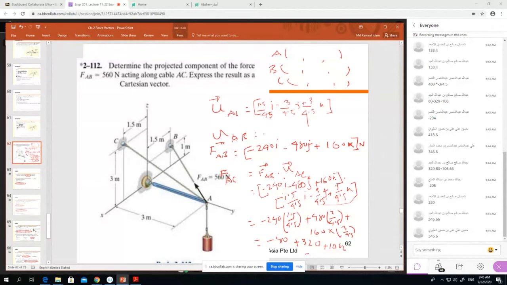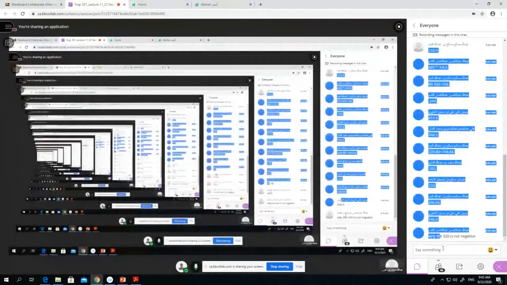So the total result is... I don't know why you need so much time to calculate this. The result is 346.6. So you start calculating from the top of the page, and here you come back.